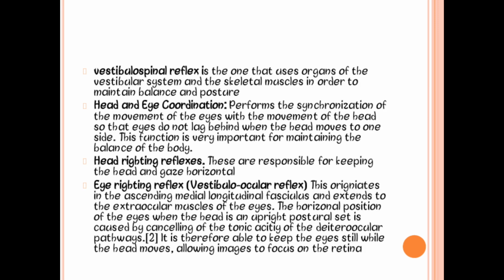Other functions include the vestibulospinal reflex, and basically it uses the organs of the vestibular system and skeletal muscles so that it can maintain balance and posture. The next is head and eye coordination.